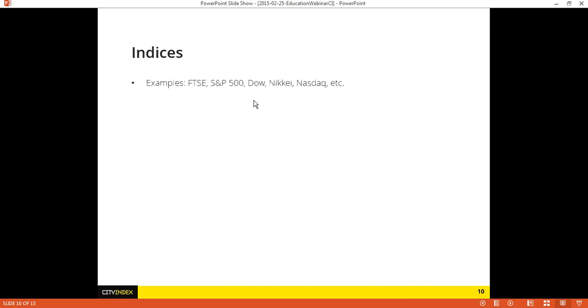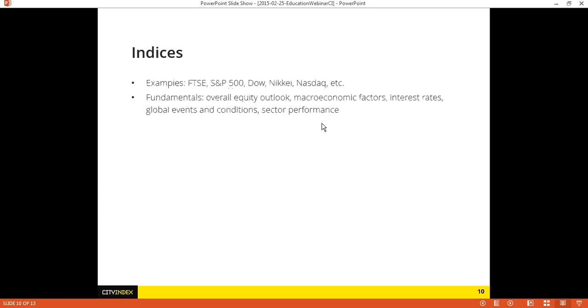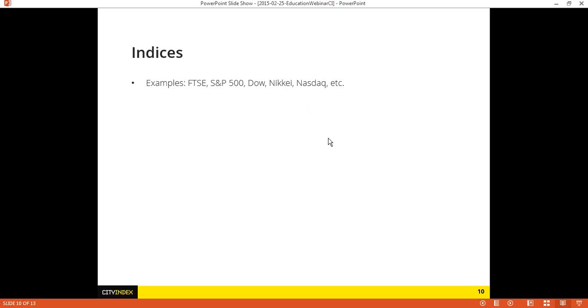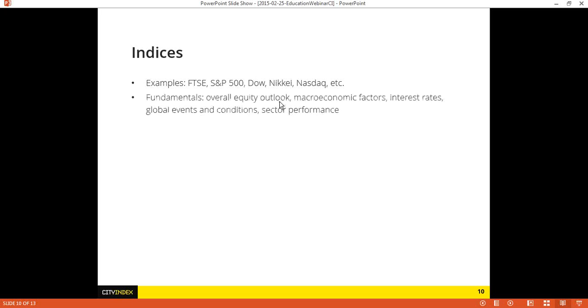Okay, so that's currencies. Let's talk about indices. Examples include the FTSE, S&P 500, the Dow, Nikkei, NASDAQ, and many more, and also the German DAX, which as of late has been very, very bullish. Okay, so the fundamentals we look at are overall equity outlook, macro factors, interest rates, global events and conditions, sector performance. The technicals are the same thing: trends, support and resistance, moving averages.